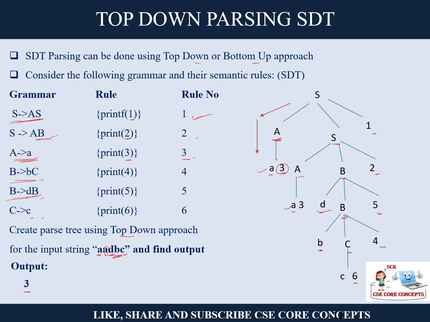Now, no more elements are there on this side. So we will go back here to this element. Now from here again we will come to the left side. Again its left side is capital A, which derives small a, and it applies rule 3. So next, 3 is printed.